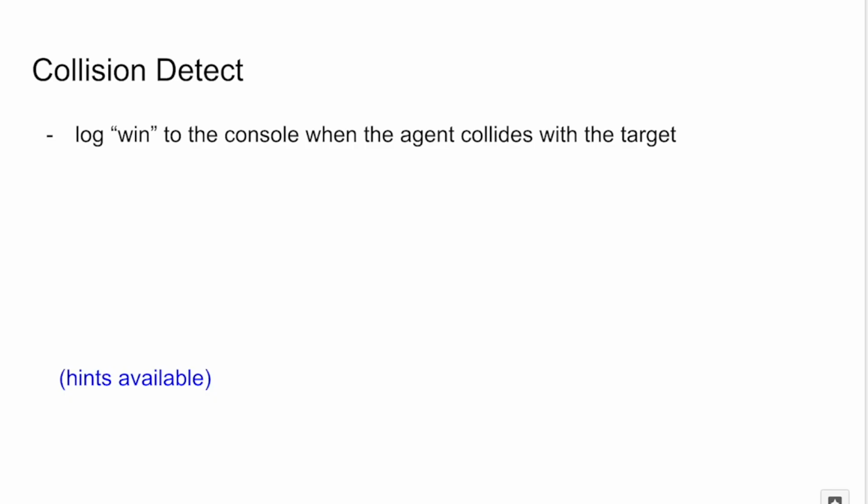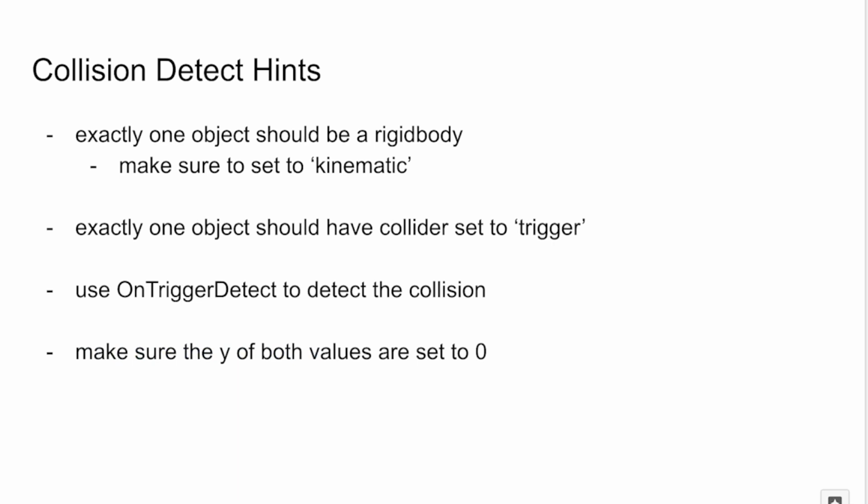So the next task is called collision detect. In this task, we need to detect when the agent collides with the target and log win to the console. So there's a few hints for this one. One body, and exactly one body, should be a rigid body. Since we're not using physics, we need to set that body to kinematic. Exactly one body should have its collider set to trigger. And we can use OnTriggerEnter to detect the collision given the above.